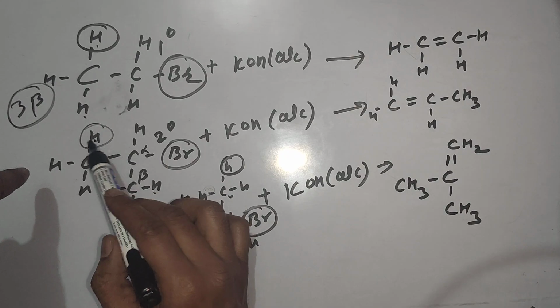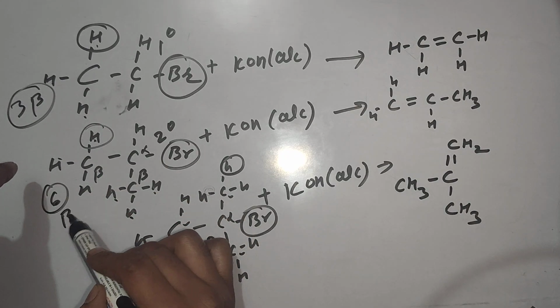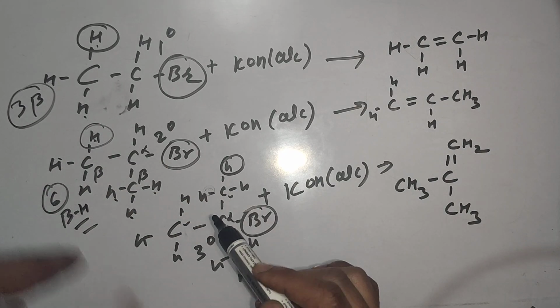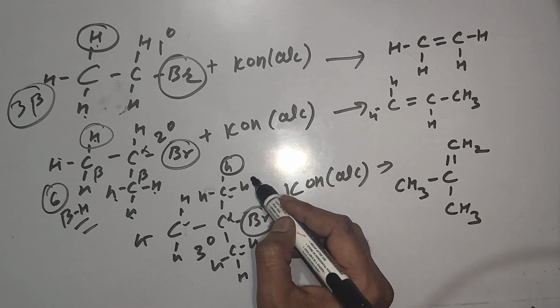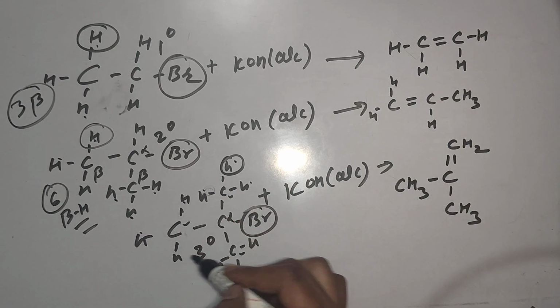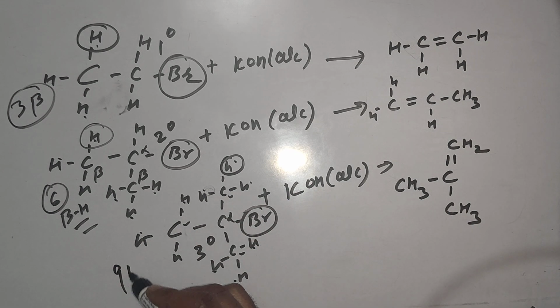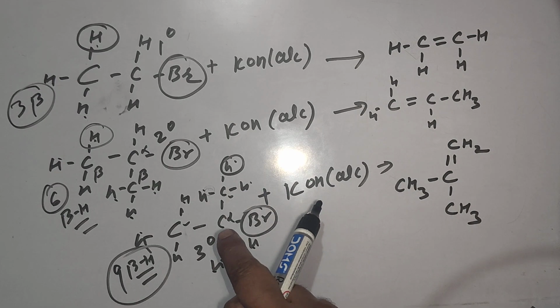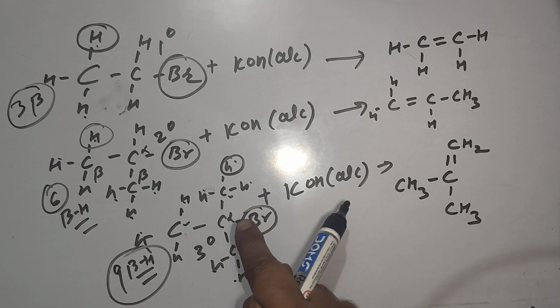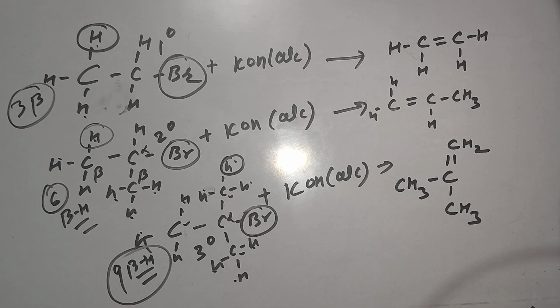1, 2, 3, 4, 5, 6. 6 beta hydrogens are there. And in 3 degree, we have 9 beta hydrogens. 1, 2, 3, 4, 5, 6, 7, 8, 9. So obviously more beta hydrogens, more fast reaction it will be. Means 3 degree haloalkanes will be fastest in beta elimination reactions because they are carrying more beta hydrogens.